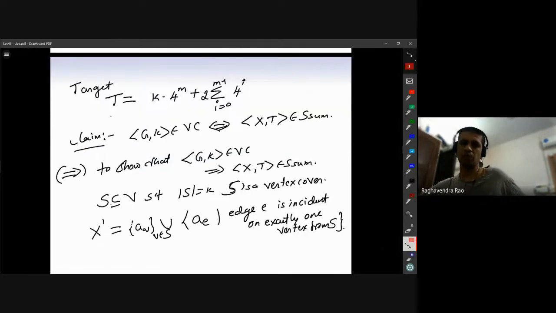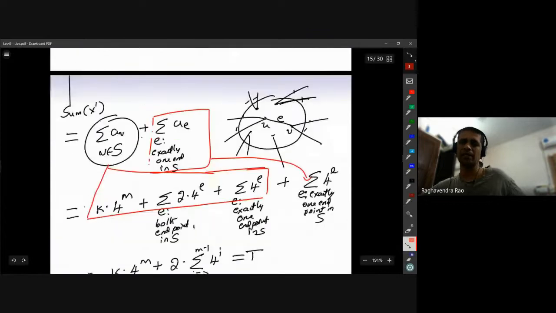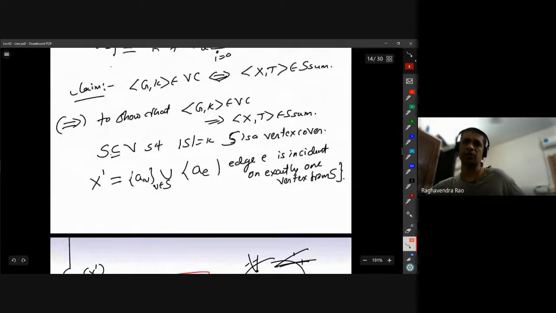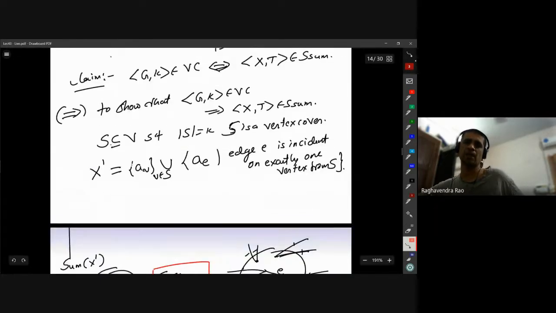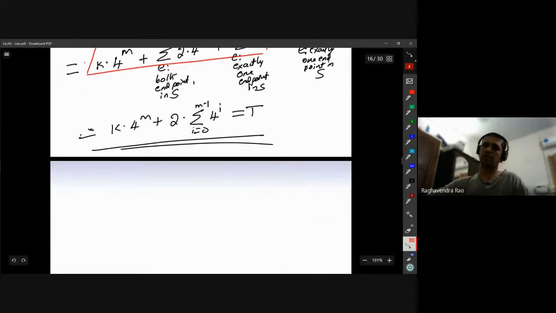So this proves the relatively easier direction, the forward direction. That is, if G has a vertex cover of size K, that means X has a subset which adds up to T. We have in fact explicitly exhibited such a subset. Now let's consider the converse direction.